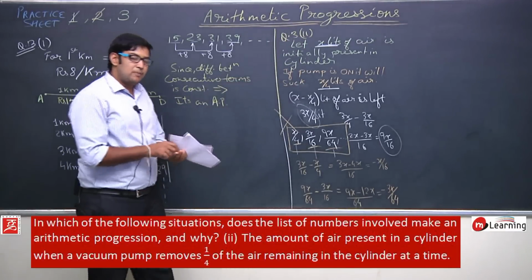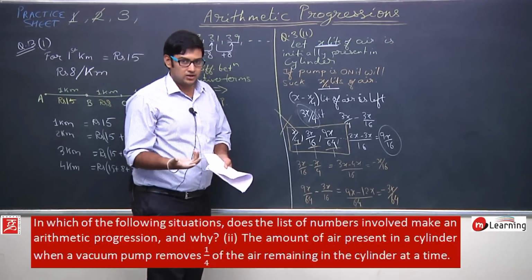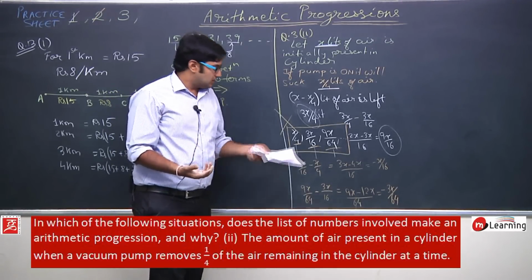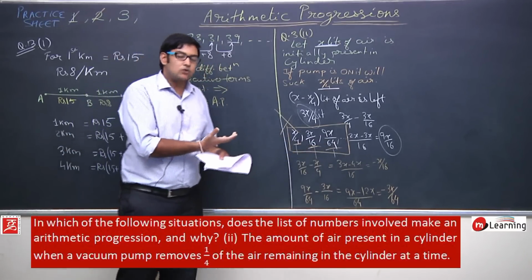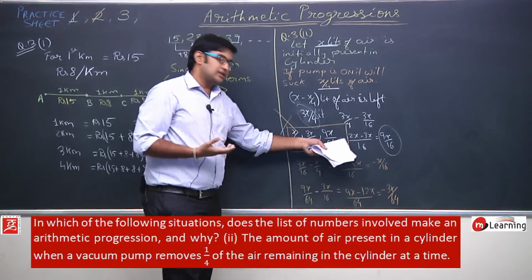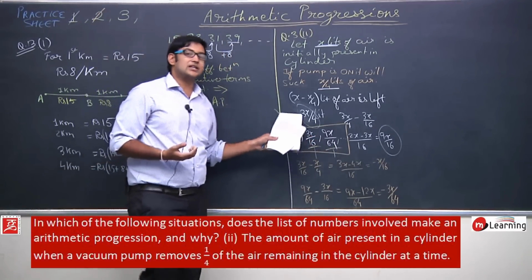So if a pump takes out 1/4 of the air every time it is switched on from a cylinder, the list of volumes taken out from the cylinder is not in arithmetic progression. This will not be an arithmetic progression.